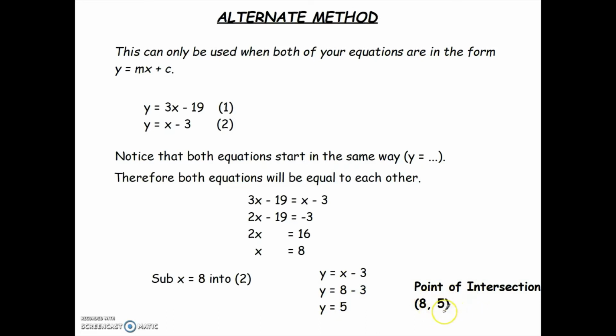Now, just a word of caution on this method, it only works this way nicely if you've got y equals for both of them. If this was 2y equals and this one was 3y equals, it wouldn't work out as nicely because your y's are different values. It only worked out nicely in this one because we had y equals for both of them.